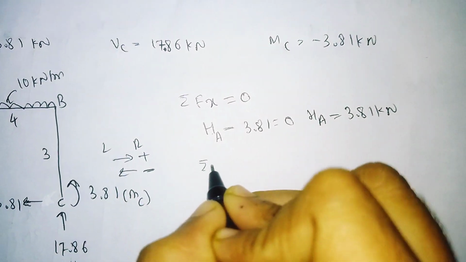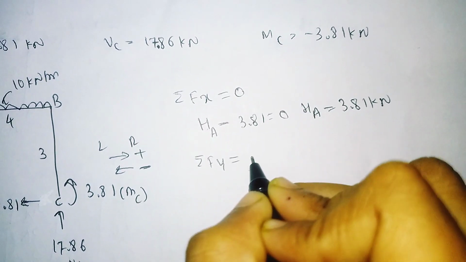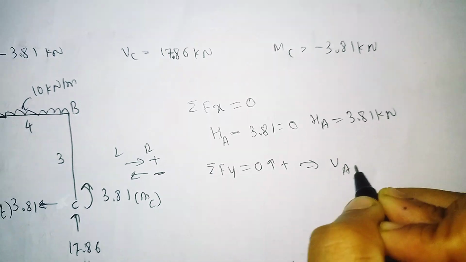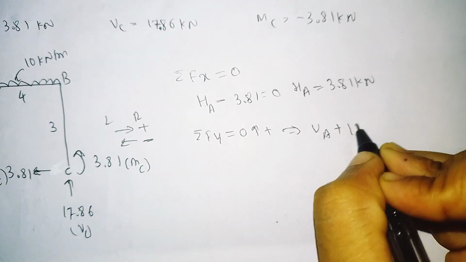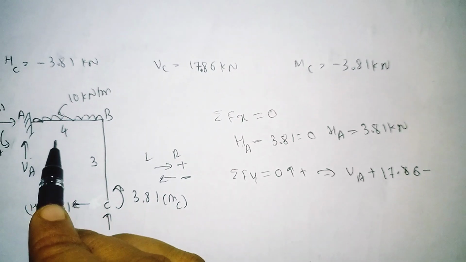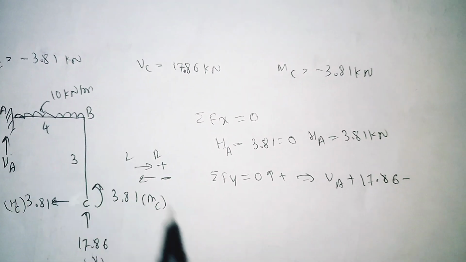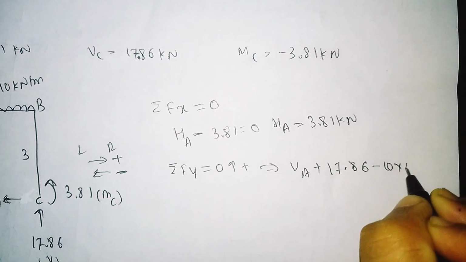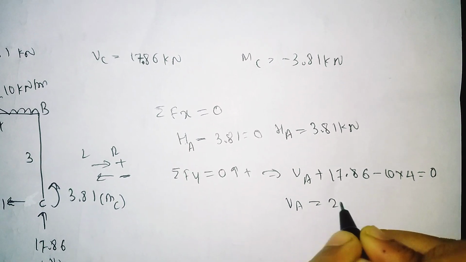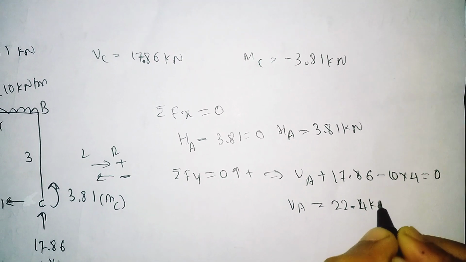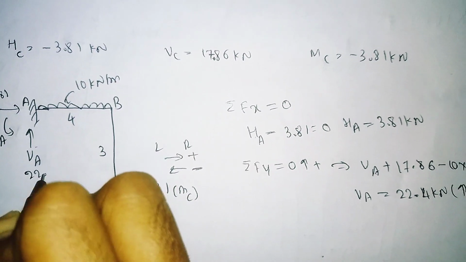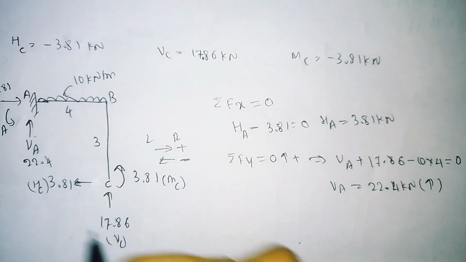Similarly, for summation of all the vertical forces equal to 0, upward we need to take the positive. VA is going upward, so VA plus VC, which is also going upward, with the value 17.86, minus the UDL. If we convert the UDL to a point load, it comes downward. So 10 into 4, because the length is 4, is equal to 0. So solve it, our VA will come out as 22.14 kilonewton. So it is also going upward, so whatever direction we gave was right.